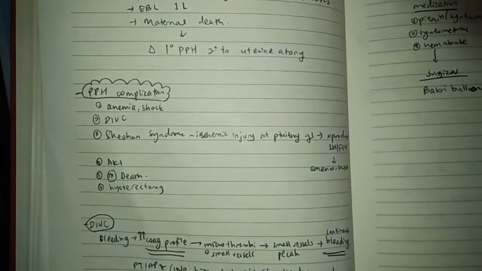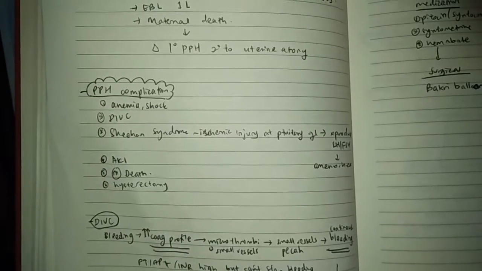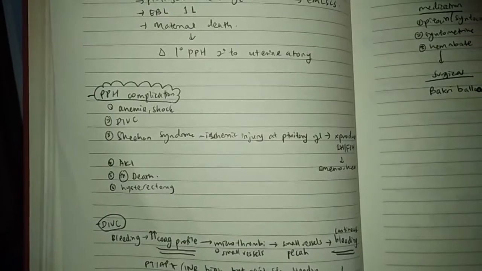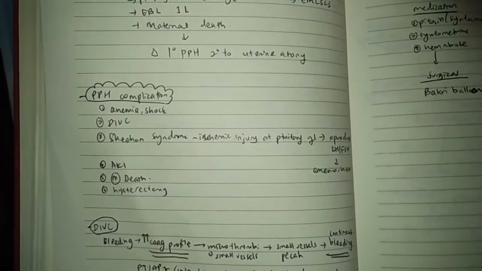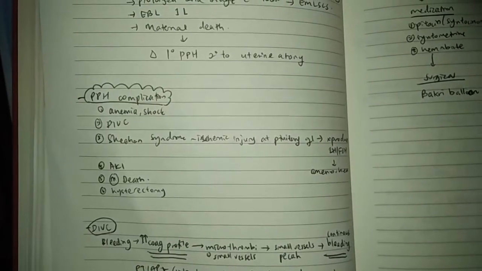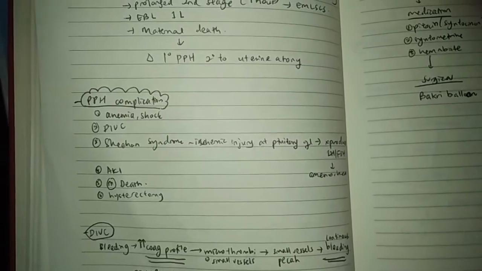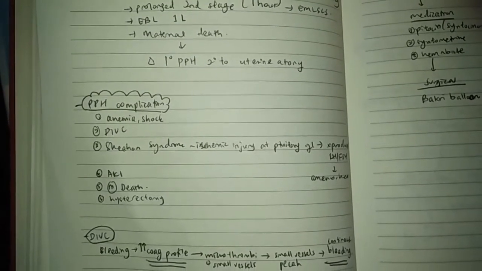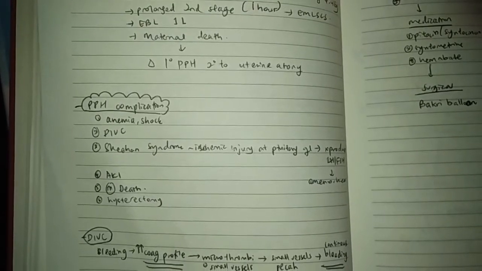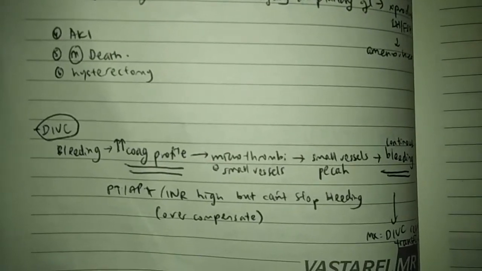The complications of postpartum hemorrhage include anemia, shock, DIVC, acute kidney injury, maternal death, hysterectomy, and Sheehan syndrome. Sheehan syndrome is ischemic injury to the pituitary gland, and it will result in amenorrhea because it won't be able to produce FSH and LH. Let me discuss why DIVC happens.